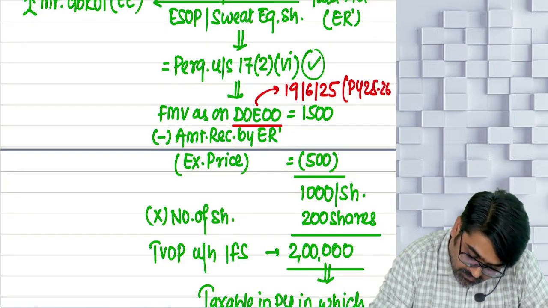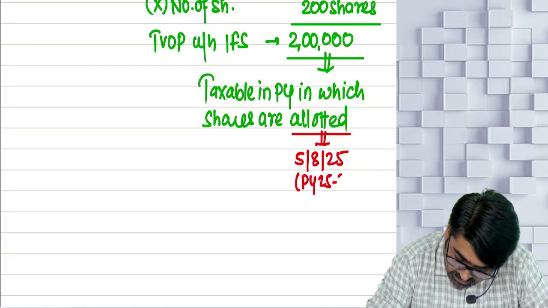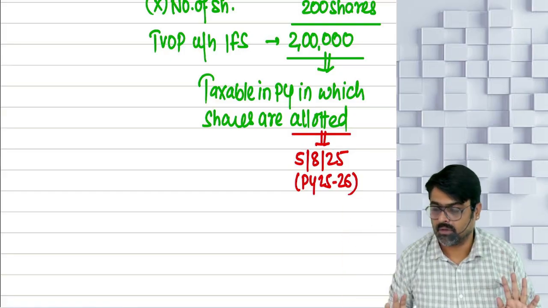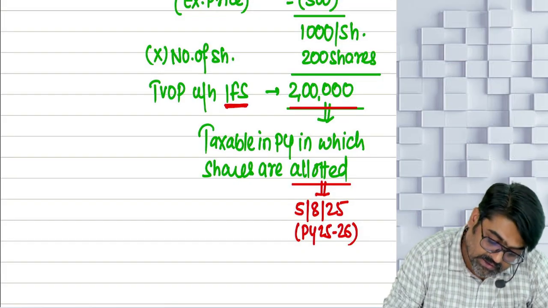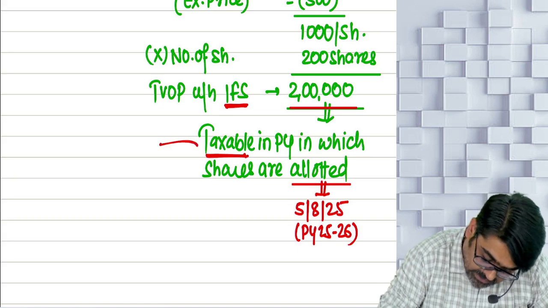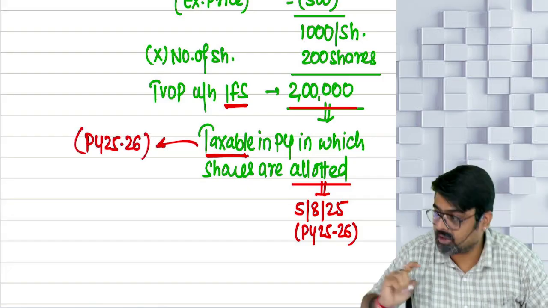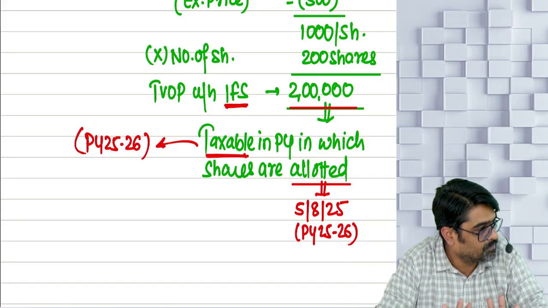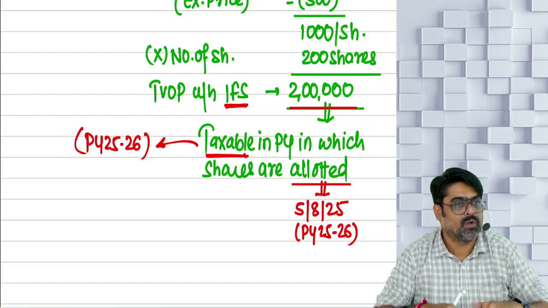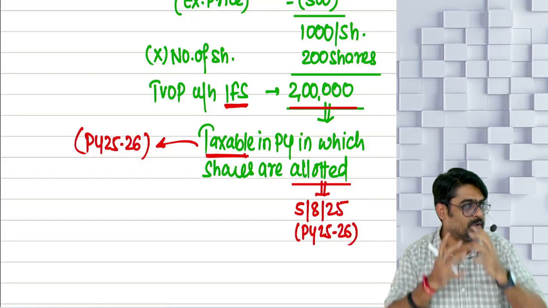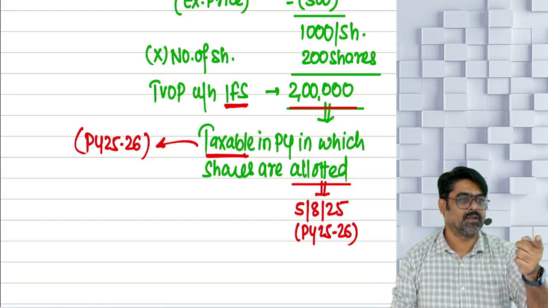Previous year 25-26. And in the same previous year 25-26, the shares are allotted also. So can I say this 2 lakh will be taxable under the head salary in which year? Come on, tell me. Previous year 25-26, because in this year only the shares are allotted. Understood? Yes or no? Now in this year, Gokul has received the shares or securities under ESOP or as sweat equity shares. Now can I say these shares are capital asset for Gokul?